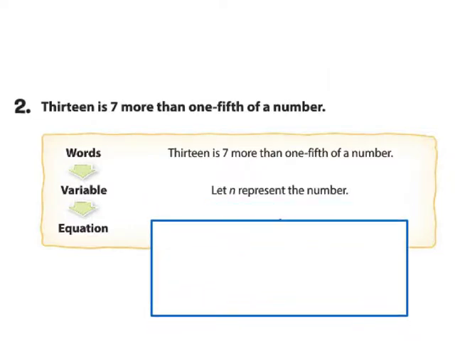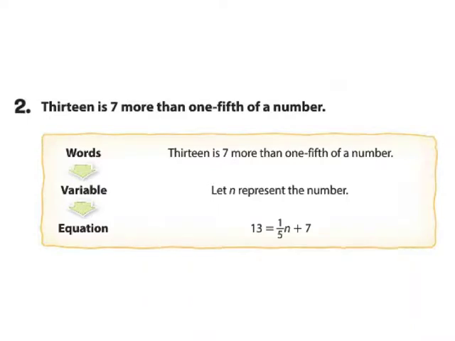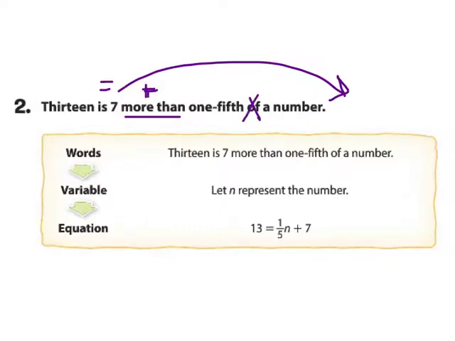And then our equation is 13 is tells us equals. 7 more than, that's plus, it tells us to put it at the end. The of tells us to multiply. So we have 13 is 1/5 of a number, that's multiply, so 1/5 times n. 7 more than that tells us to put the 7 at the end.